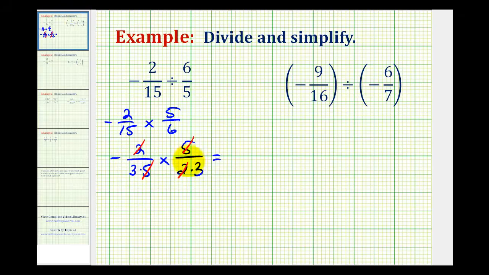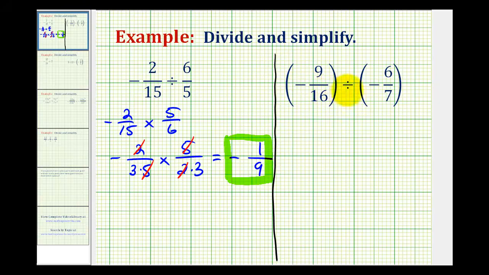Again, we have a negative times a positive, so this will be negative. And then we have a 1 in the numerator. Remember, all of these simplified to 1s. And the denominator would be 3 times 3, which is equal to 9. So this product is negative 1/9, which is also our quotient. Now let's take a look at a second example.